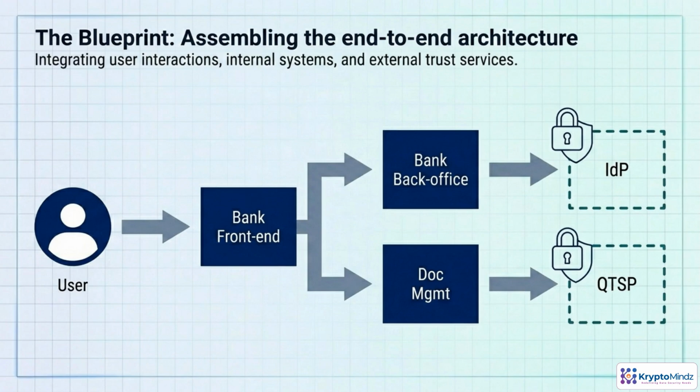Now let's see how everything comes together in the end-to-end blueprint. The customer only interacts with the bank's front end. That front end orchestrates all the heavy lifting. It drives back office processes, pushes documents into document management, and calls out to external trust services. The identity provider confirms who the user is, and the qualified trust service provider applies the qualified signature. Your architectural responsibility is to keep these integrations clean, secure, and replaceable.